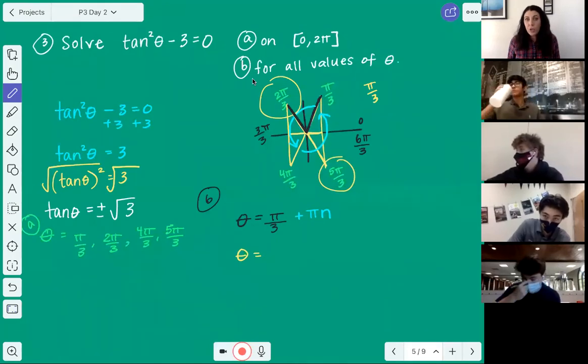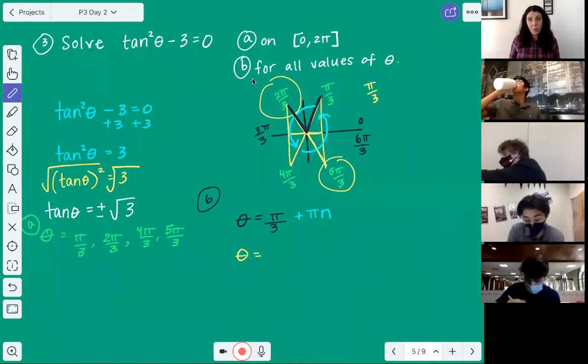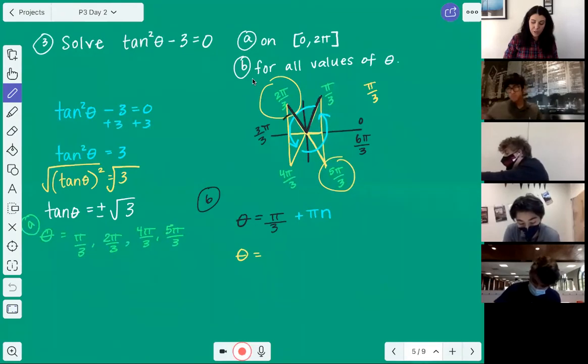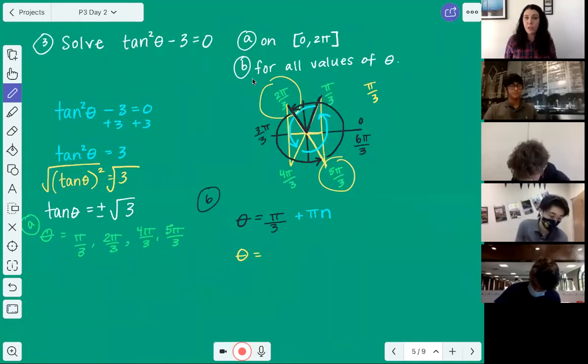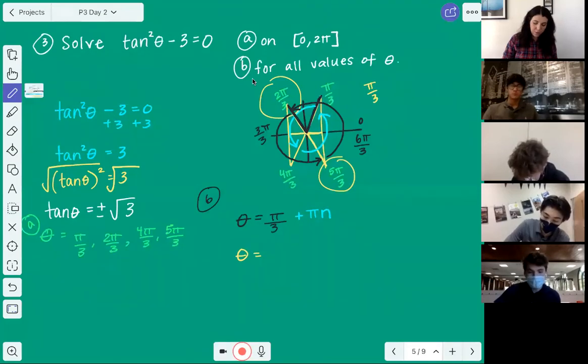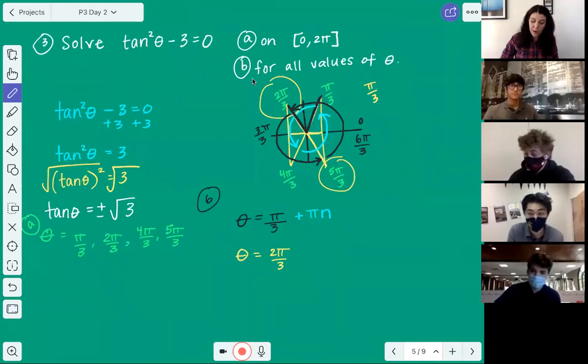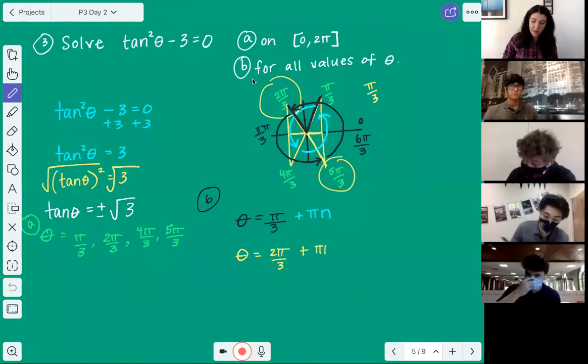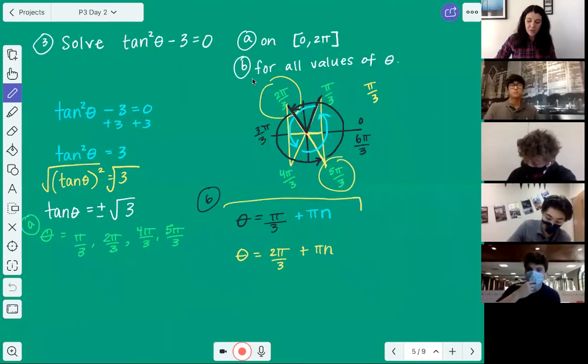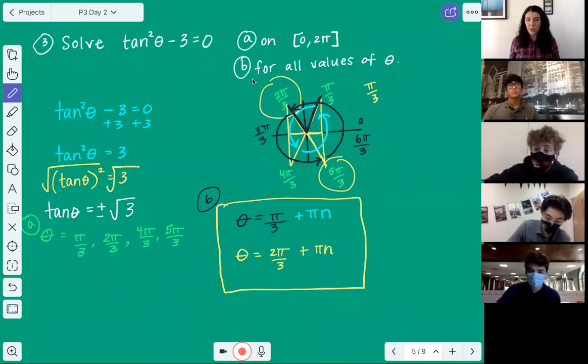And now I'm trying to go from 2 pi over 3, not to 4 pi over 3, but I'm going to go from 2 pi over 3 to the 5 pi over 3, and then back to whatever would be coterminal to 2 pi over 3. So I'm going to start at 2 pi over 3. And the distance from 2 pi over 3 to 5 pi over 3 is 3 pi over 3, which again is just pi. So 2 pi over 3 plus pi n. That is going to be my answer for all values of theta.